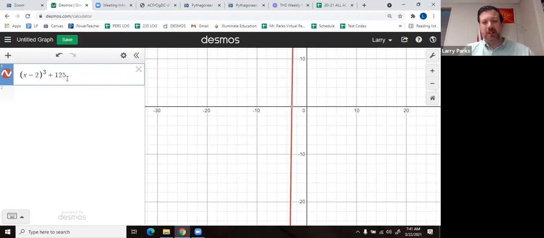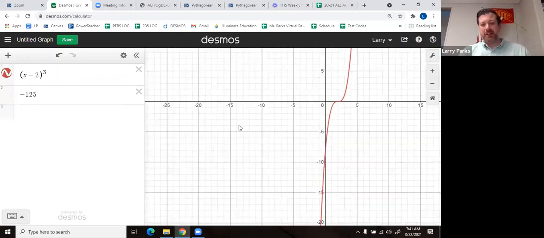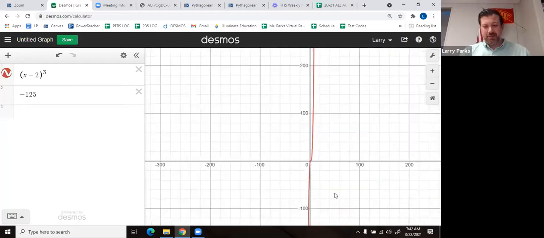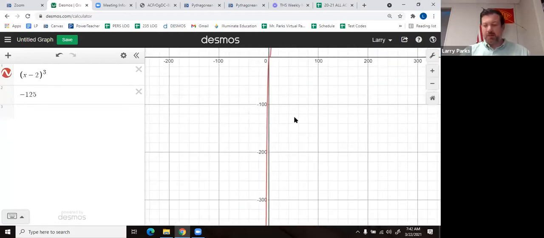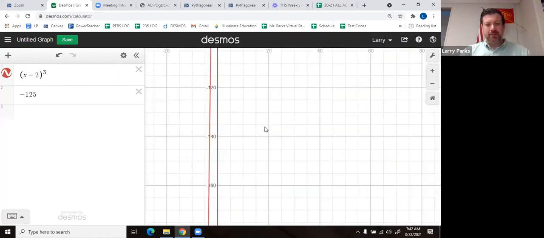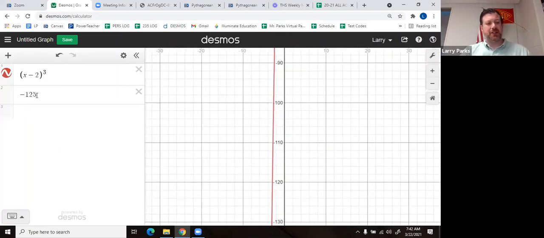Or if you don't want to move everything to one side, technically you could put x minus 2 cubed on one side, negative 125 on the other. But then you got to go way down here and see where they intersect. I'm not sure I recommend this way. Yeah, I wouldn't do it that way. I would just type it in.